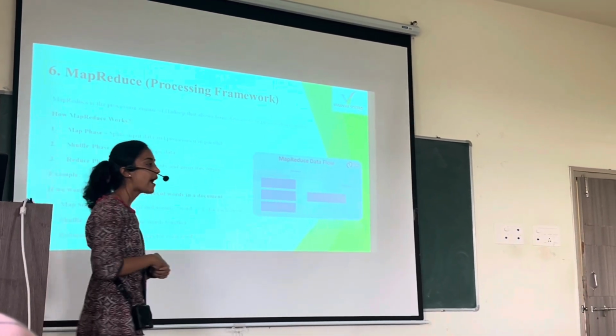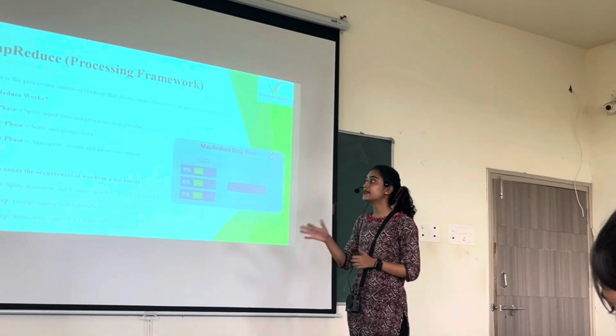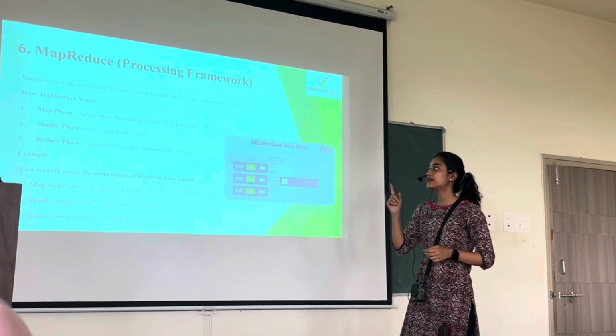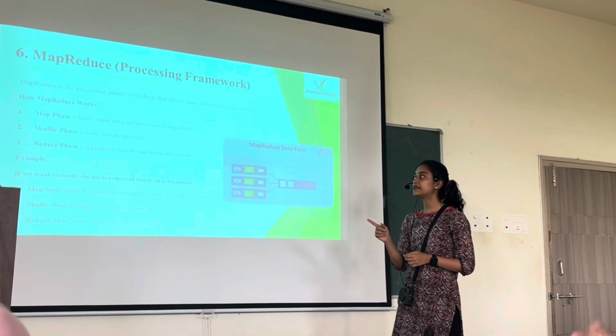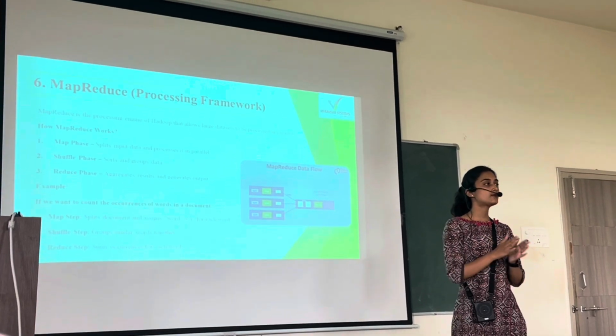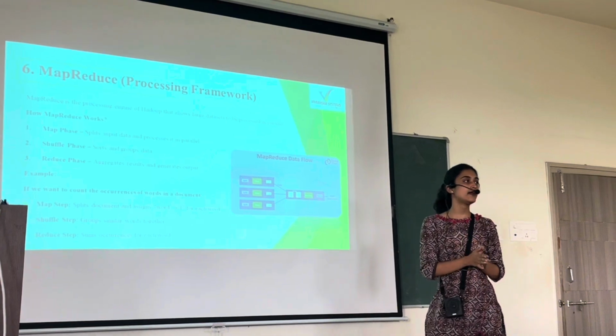Next thing is MapReduce. MapReduce is nothing but a processing framework. There are 3 phases in MapReduce: first is the map phase, then the shuffle phase, and the reduce phase. In the map phase, what happens? The input data is split, and it is processed in a parallel manner.